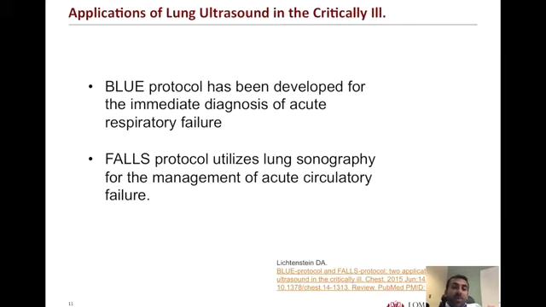The BLUE protocol has been developed to help diagnose patients with acute respiratory failure. Additionally, the FALLS protocol has also been used and discussed as a lung sonography technique for the management of patients with acute circulatory failure as well. So I encourage you to evaluate these different protocols, learn more about the topic, and hopefully use this as a starting point to get you involved in the concept of using point-of-care ultrasound to evaluate the aeration of the lung parenchyma.